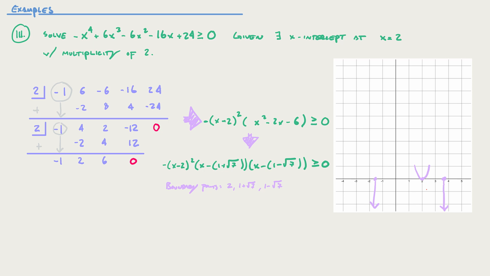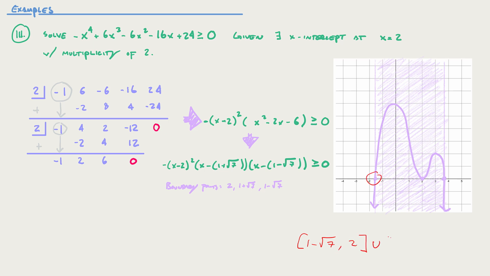And so then I'll just fill out kind of the rest of this thing, and it probably looks something like this. So now remember, we're looking for where this is above or on the x-axis, and that's all this stuff. And the cool thing is, you might be tempted to say, okay, well, it's 1 minus square root 7, that's what this value is, all the way up to 2, and also 2 to 1 plus square root 7, that's what that value is. And you'd be right. You can say that, but there's an easier way to do that.